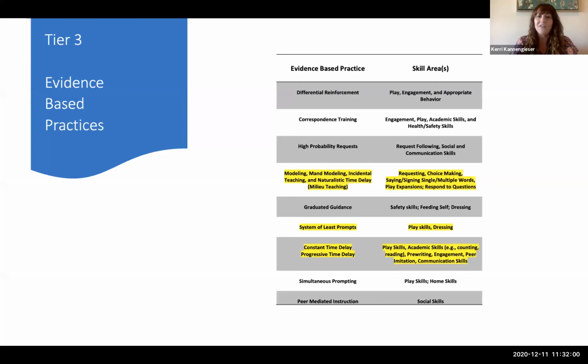But today we are focusing on creating intervention plans.